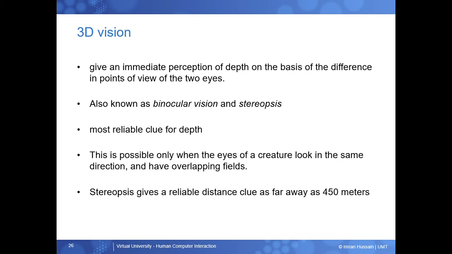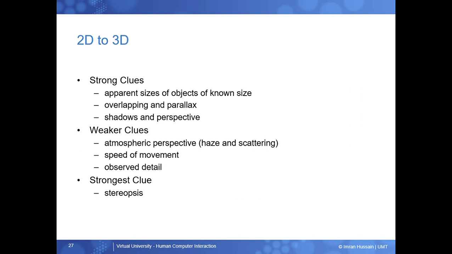Okay, let's go. So 3D vision, parang binibigyan kayo ng illusion na nagkakaroon ng depth, yung 2D image. The stereopsis gives a reliable distance clue for as far away as 450 meters. So 2D to 3D, strong clues: apparent size of an object of known size, overlapping or parallax, shadows, and perspective. Weaker clues: atmospheric perspective, maybe haze or scattering, speed of movement, and observed detail. Strongest clue is the stereopsis.